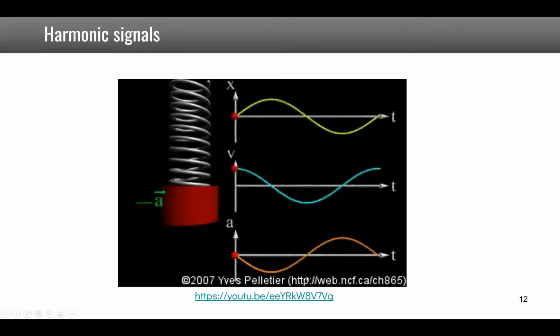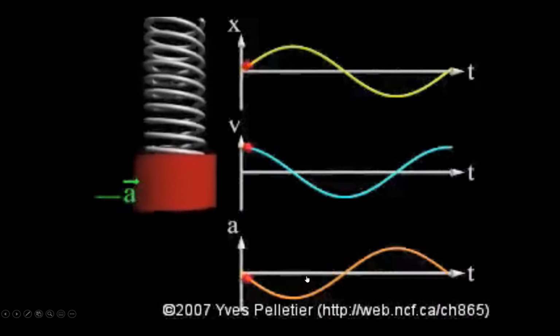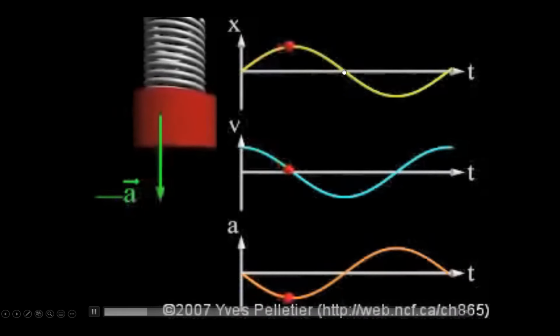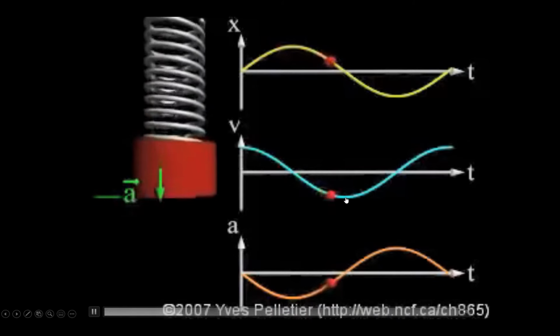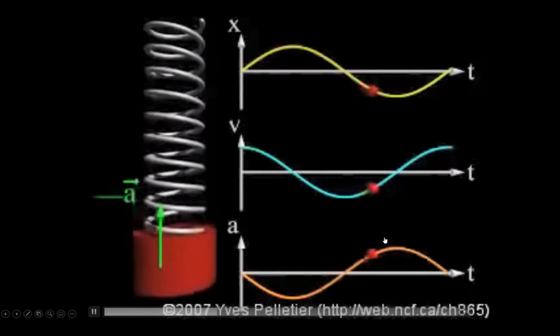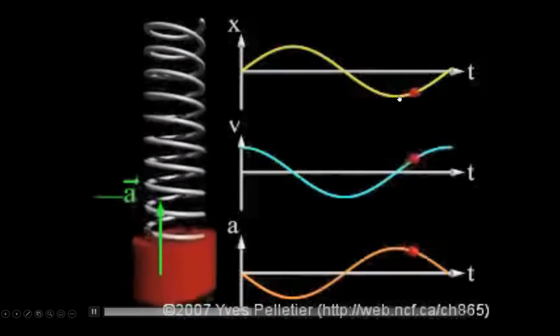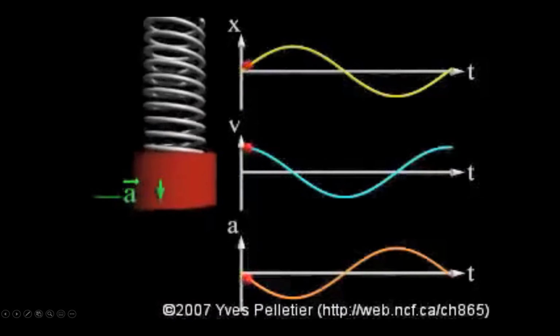Let's see that now in image. You will see that when the displacement becomes 0, the velocity is maximum, and the sign of the displacement is opposite to the sign of the acceleration.